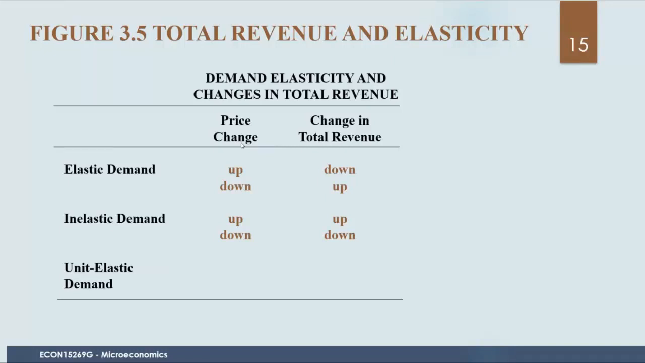So if you're on the inelastic portion and you lower your price, your revenue will fall. And so if you find that the revenue increases, you'll be on the elastic portion. And then the unitary elastic part would just mean there's no change, right? Because the definition of unit elastic is that the percentage change in the quantity is equal to the percentage change in the price.